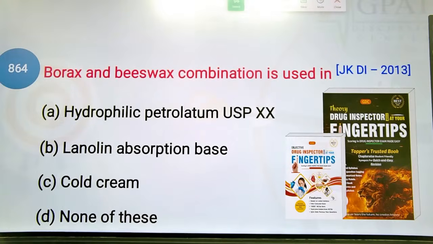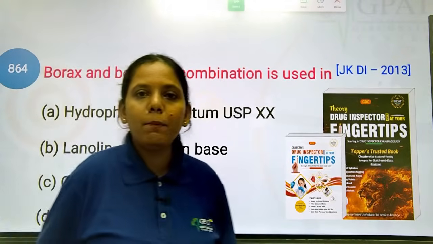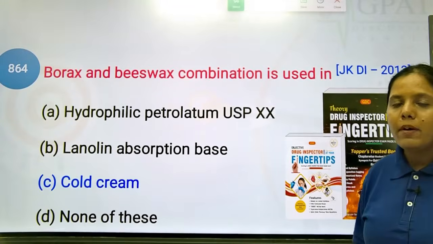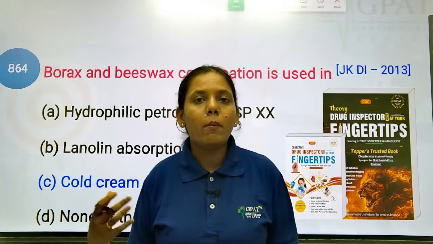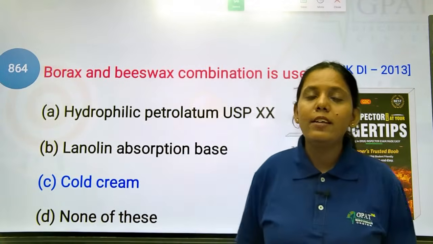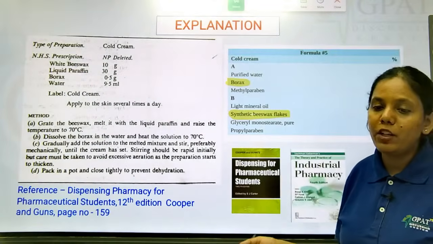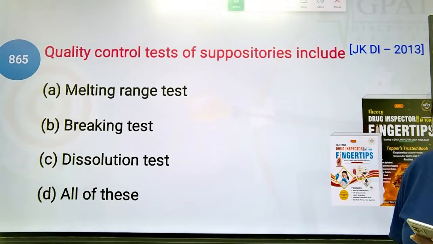Borax and beeswax combination is used in, option A is hydrophilic petrolatum USP, lanolin absorption base, cold cream, none of these. Borax and beeswax, this combination is basically used in your cold cream. Remember, cold cream is nothing but the emulsion only. And when we talk about the cold cream, specifically it is W by O emulsion. Okay, sometimes they ask you the type of emulsion also. Clear? Any doubts till here?